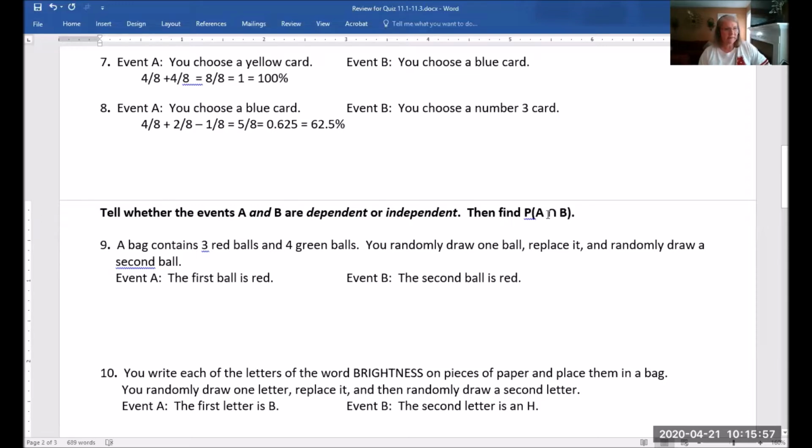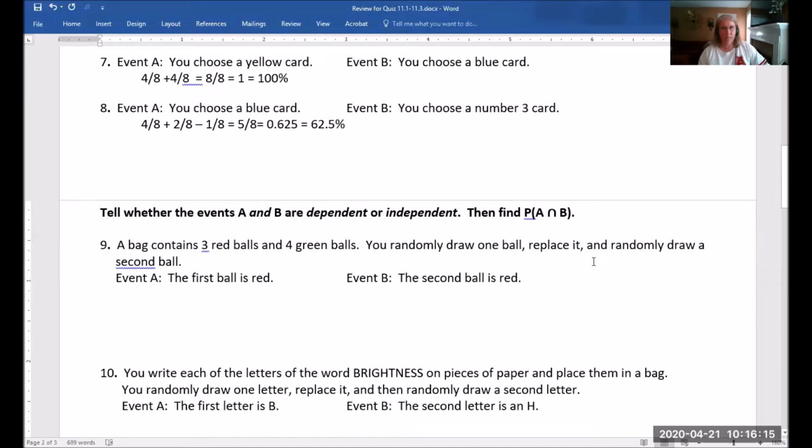And remember, I told you all that symbol right there looks like an A. If I put a line through the middle of it, it's going to look like a capital A, isn't it? That's the way to keep it straight in your mind, okay? So then it says a bag contains 3 red balls and 4 green balls. You randomly draw 1 ball.